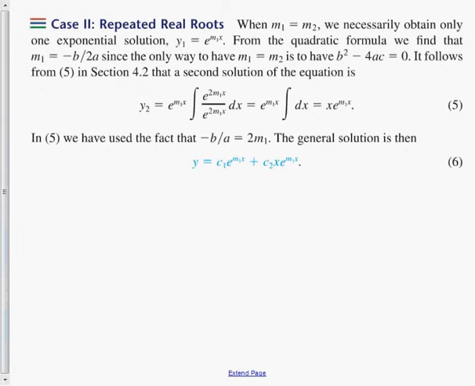But where does the x come from? That's the question. The x comes from, remember back in the previous section, when given one solution, I can find the other solution by using the formula. That's what they do here. If you have one solution, we can find the second solution by the formula. I need to show you how that comes about in terms of the second solution being x times e to the mx. That's important.